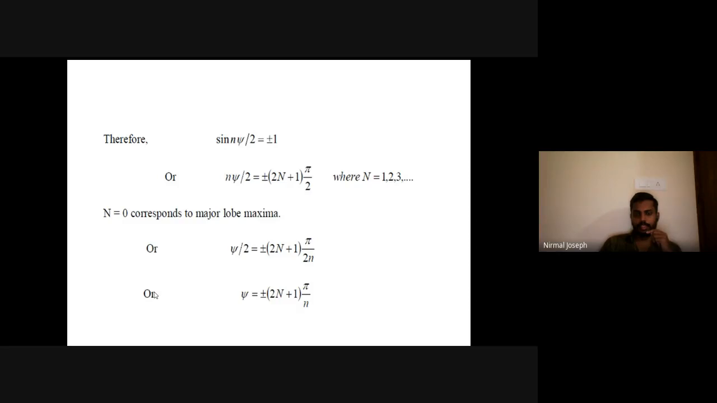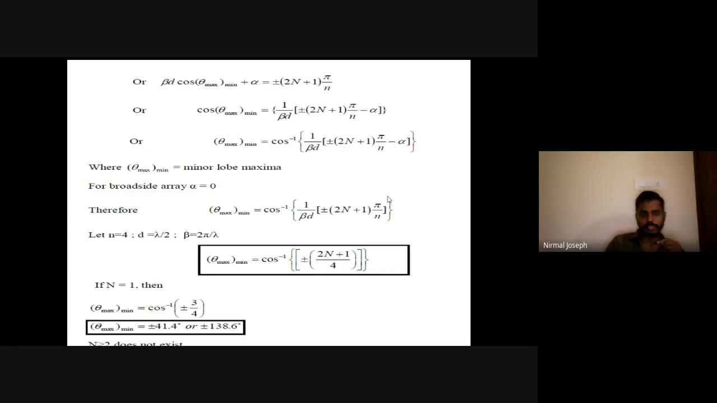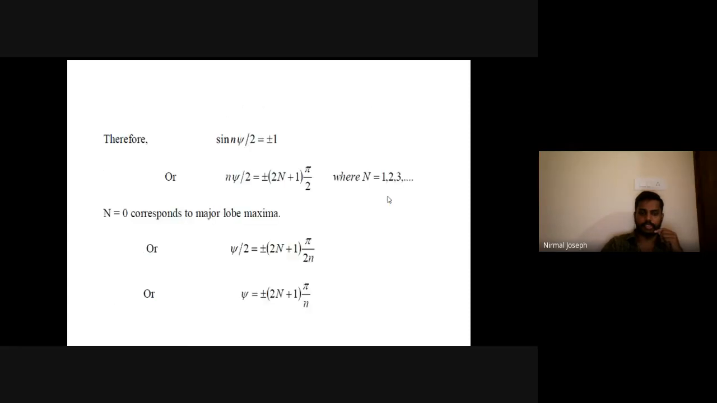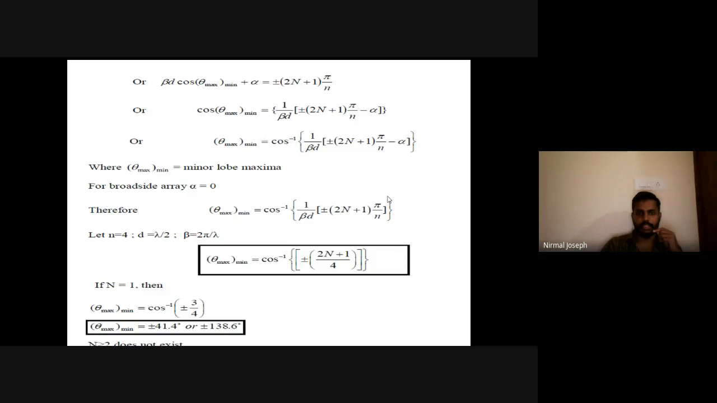So I think you will be remembering what is small n. What is small n? It is the number of elements in the array. This n is an arbitrary constant, whose value varies from 1 to 3 like that. So just continuing that, psi is equal to (2n plus 1) into pi by n. There are only these terms. So psi is what? Beta d cos theta plus alpha.